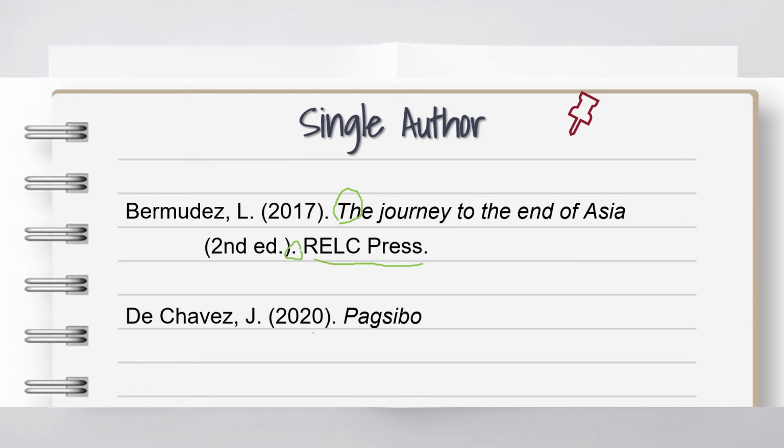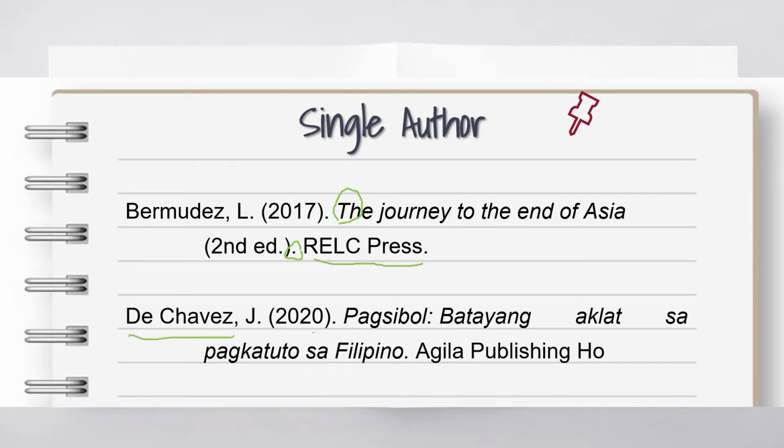we have here De Chavez as our author, comma, and then we have the initial for his name, which is J, and then there is a period. Followed again by the year of publication, which is 2020, and that is inside the parentheses. Okay? And then again, mark it with a period. Next is the title of the book, which is Pagsibol, Batayang Aklat sa Pagkatuto sa Filipino. Again, it is written in italics or it is italicized.